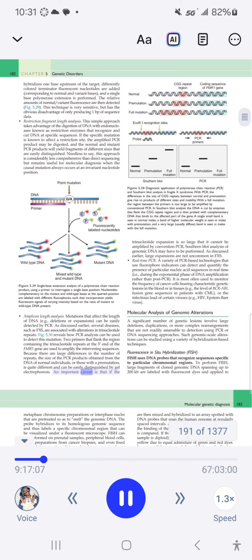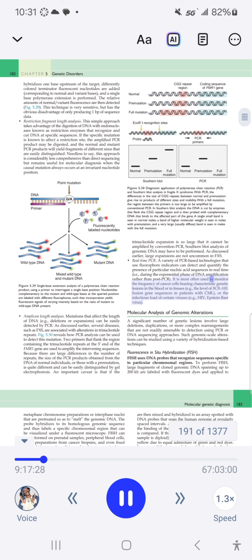An important caveat is that if the trinucleotide expansion is so large that it cannot be amplified by conventional PCR, Southern blot analysis of genomic DNA may have to be performed. As discussed earlier, large expansions are not uncommon in FXS. Real-time PCR. A variety of PCR-based technologies that use fluorophore indicators can detect and quantify the presence of particular nucleic acid sequences in real time, i.e. during the exponential phase of DNA amplification rather than post-PCR.